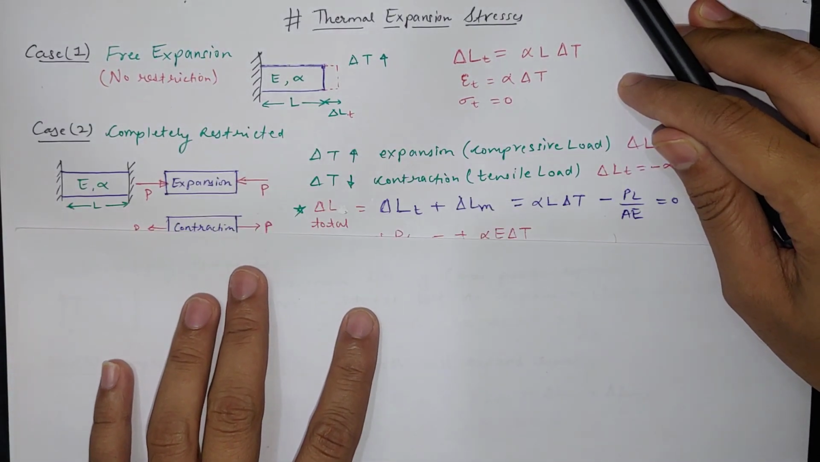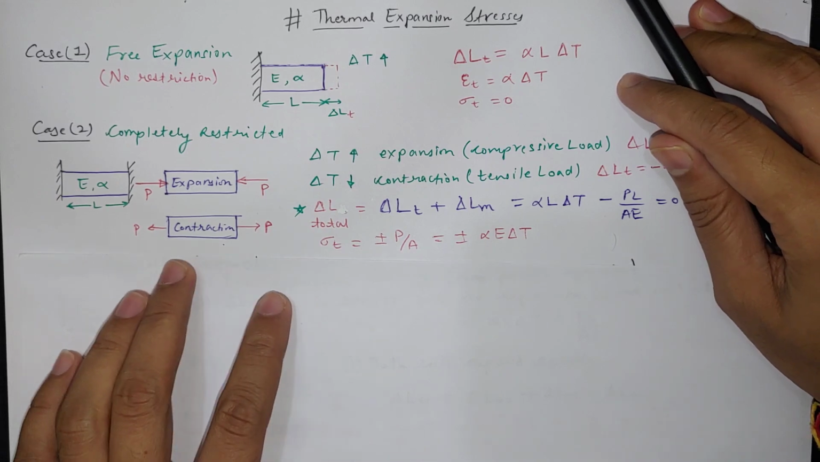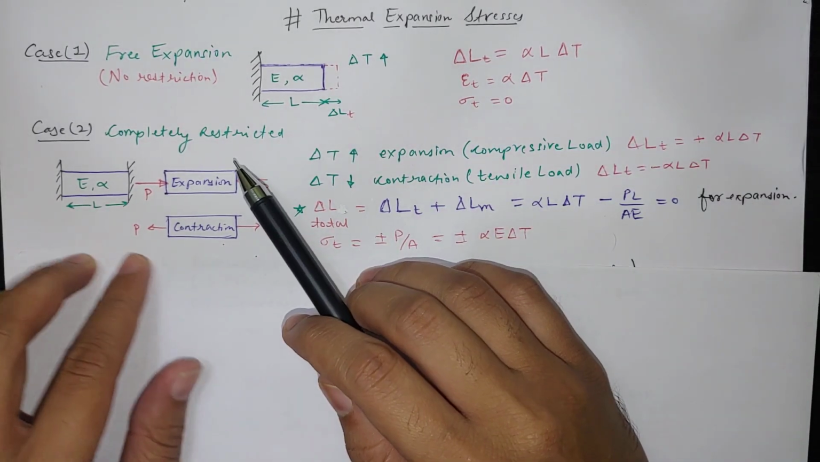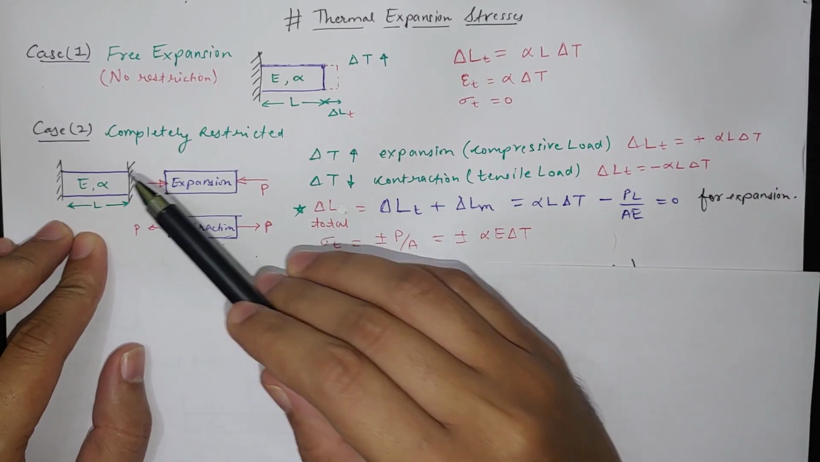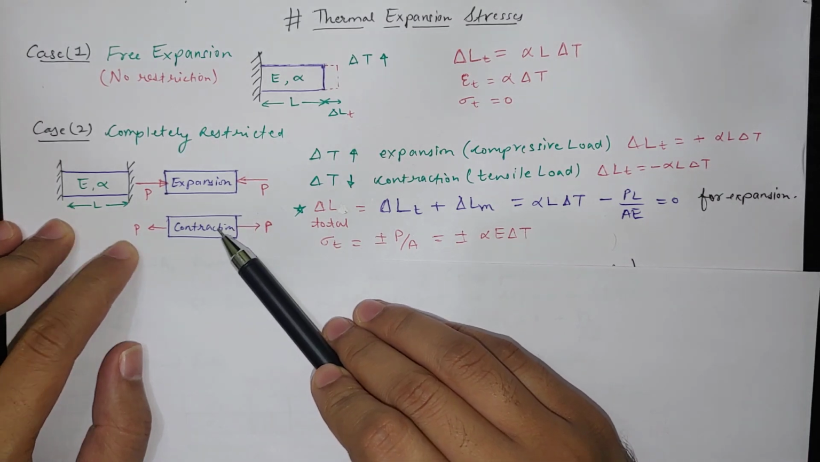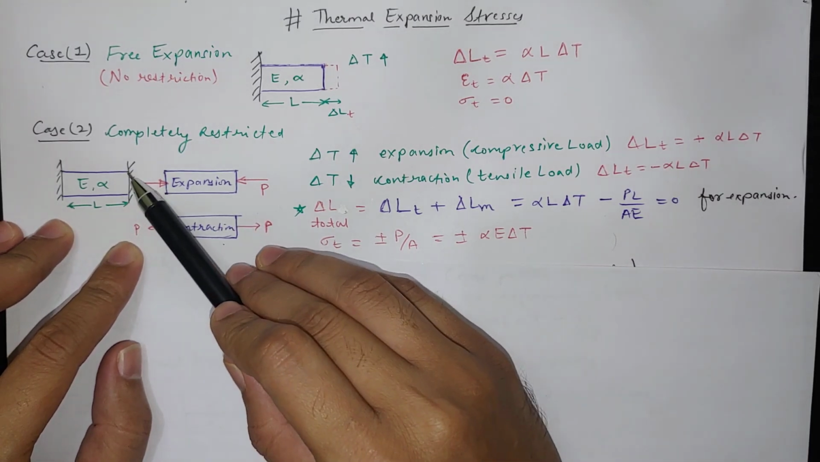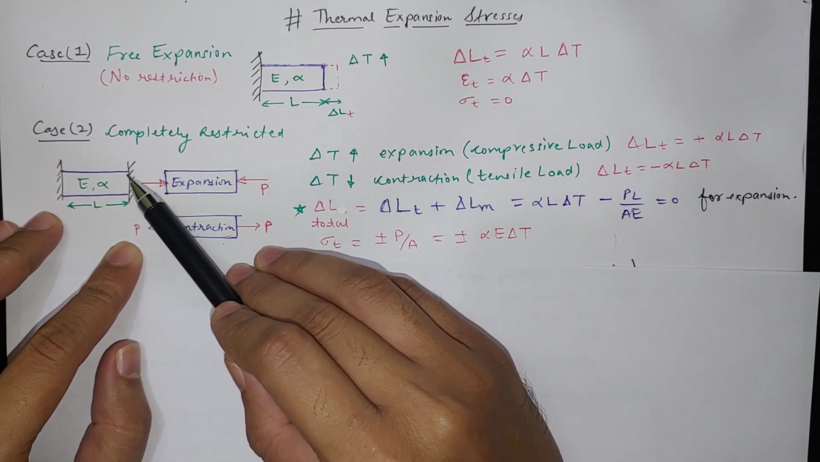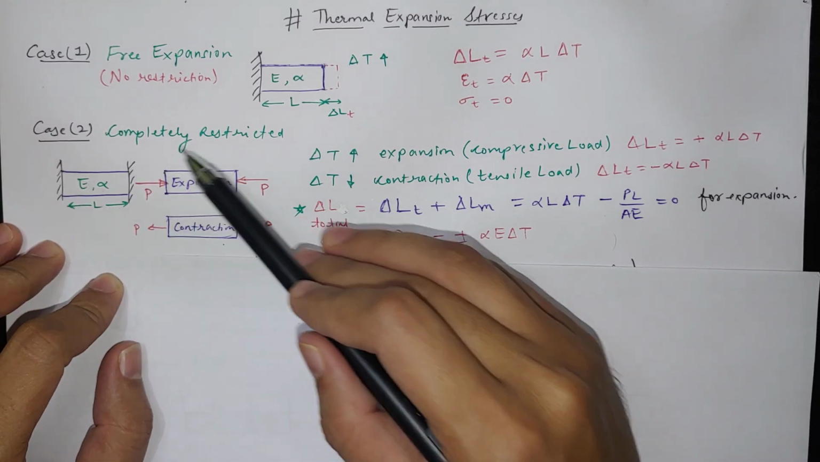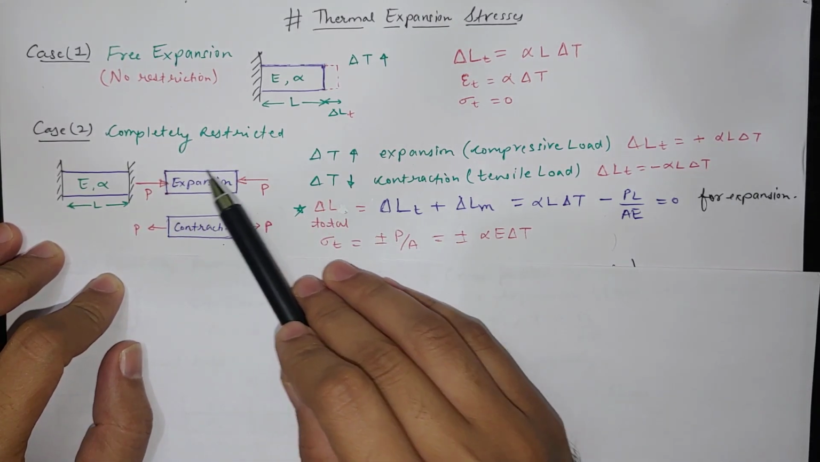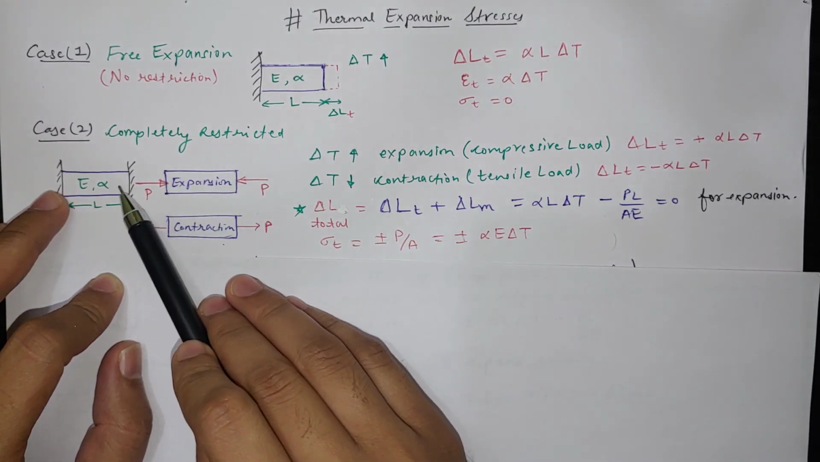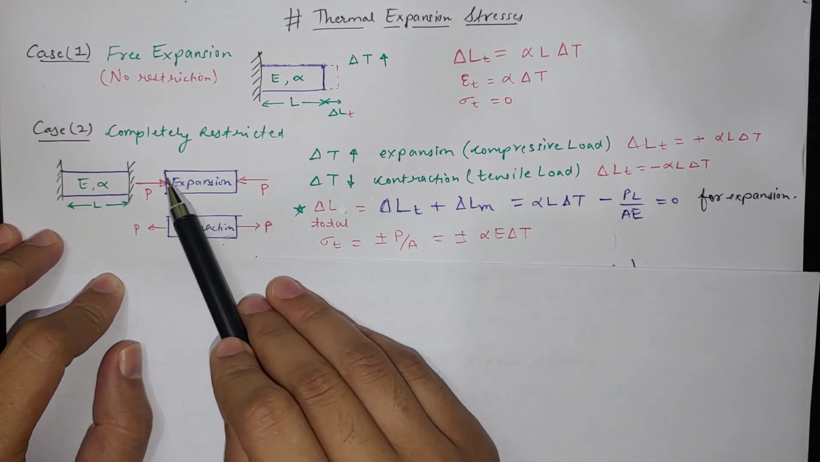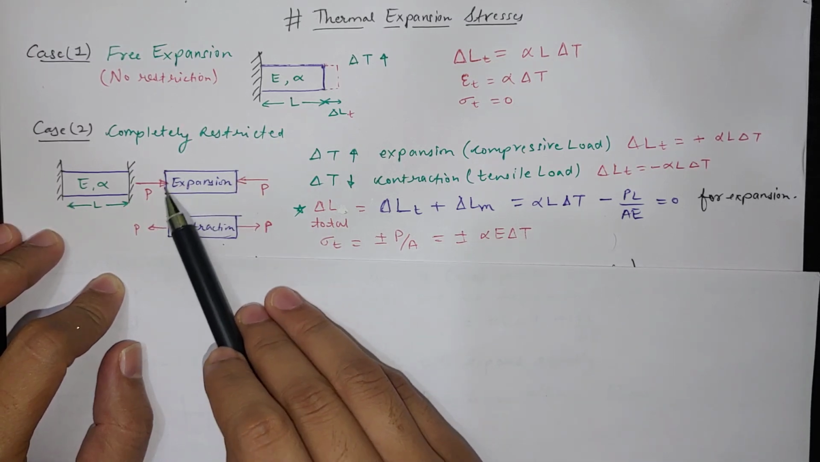The second case is complete restriction. So we put a wall on the other side also. So in expansion or contraction there is a load generated because it is thoroughly joined at the edge. If the material expands, the wall will try to compress it, so there will be a compressive load on this cantilever beam. So this is the free body diagram.